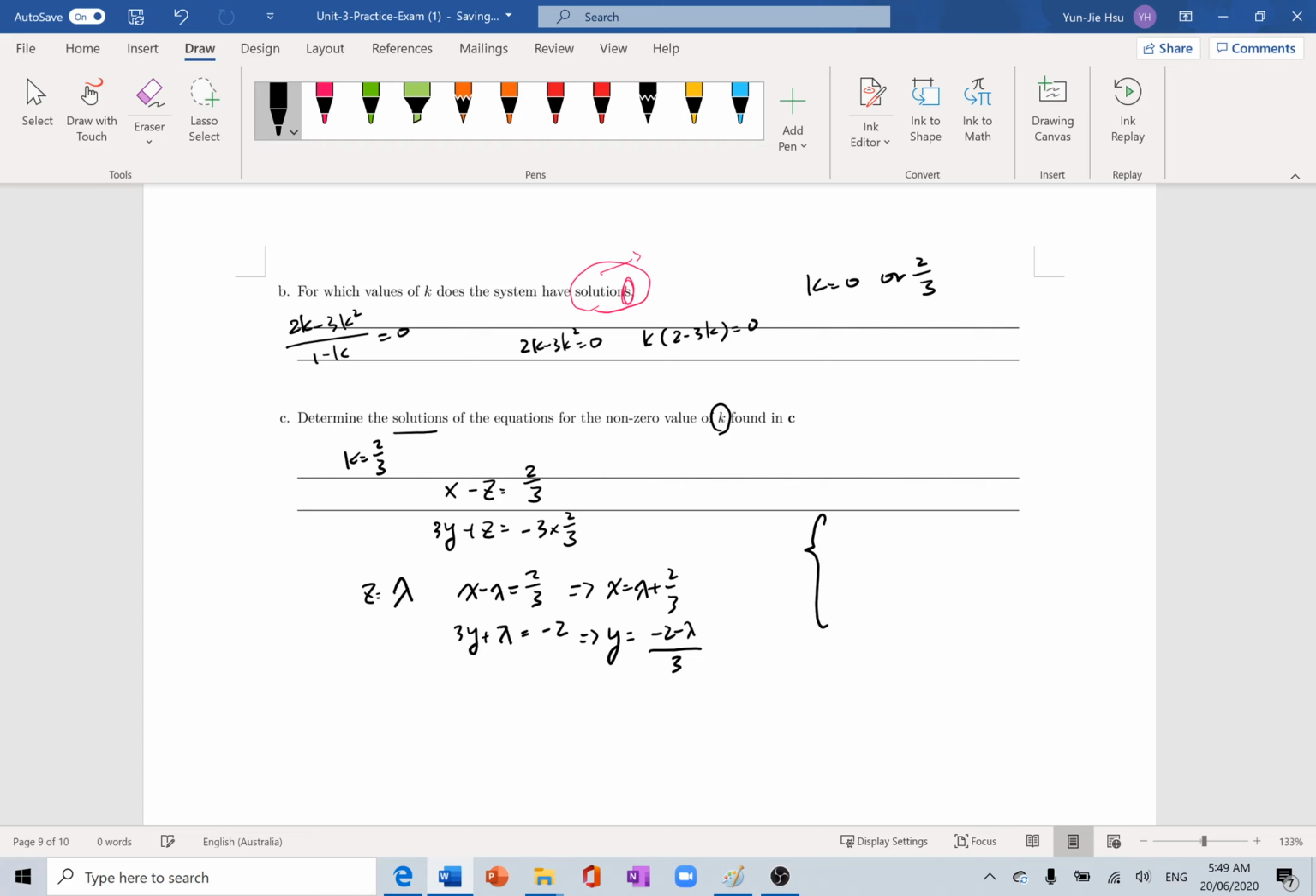So now we get x, y, z equal to, because it only talks about non-zero k, so we only use k equal to 2 over 3. So x is lambda plus 2 over 3, y is minus 2 over 3 minus lambda over 3, and z equals lambda. Okay.